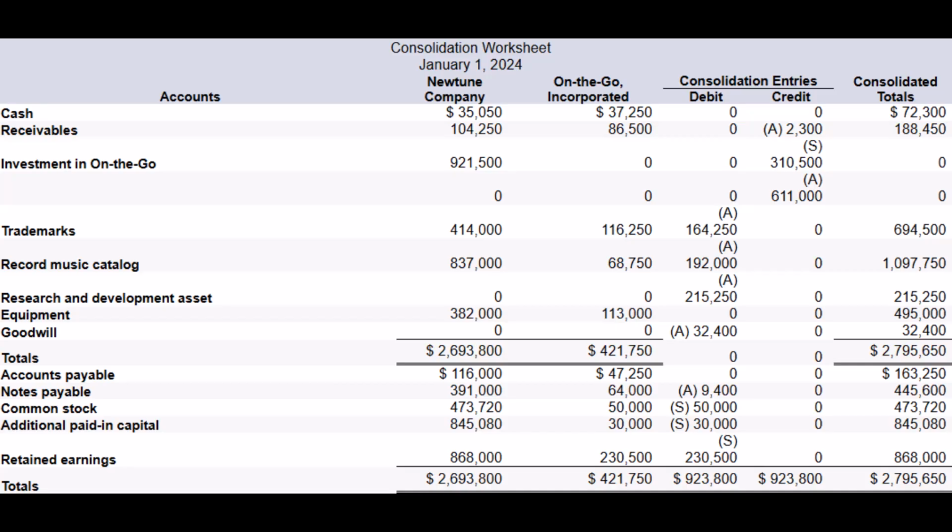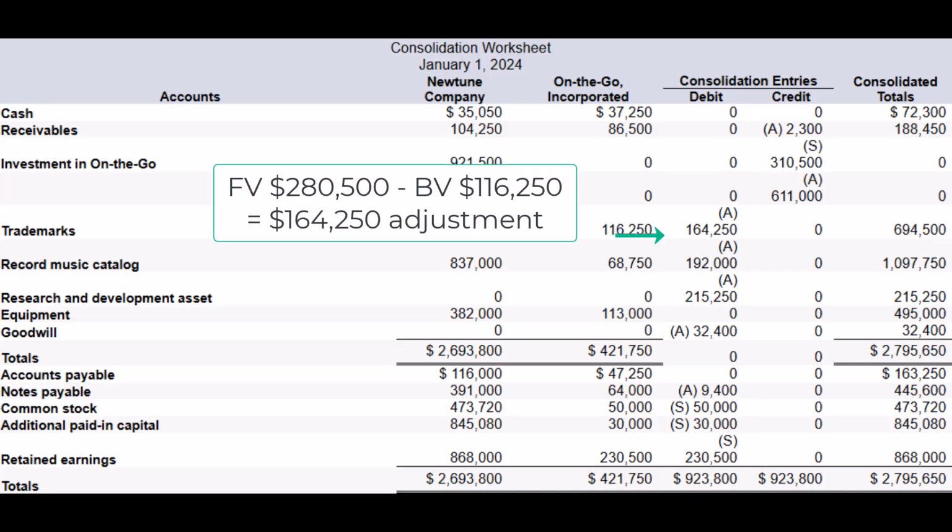So, we debit On the Go's common stock for $50,000, its additional paid-in capital for $30,000, and its retained earnings for $230,500. The total credit of $310,500 goes against our investment account. Now for Entry A. We debit trademarks for $164,250 to write them up to fair value.